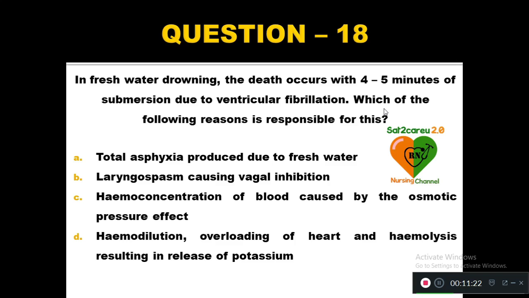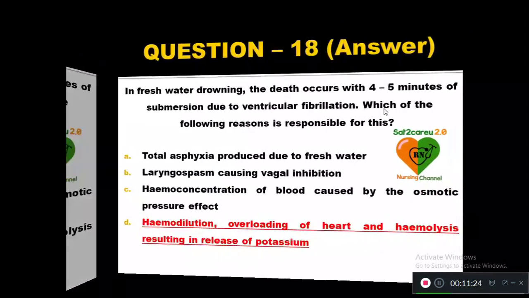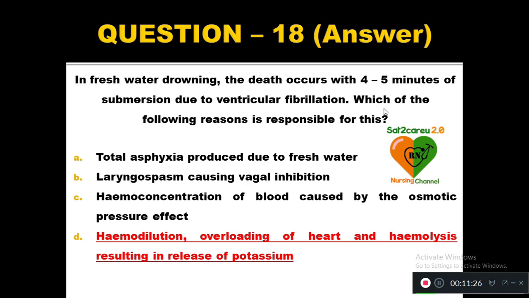The correct answer is said to be option D. The cause of death is due to hemodilution, overloading of heart, and hemolysis resulting in the release of potassium. Question number 19.